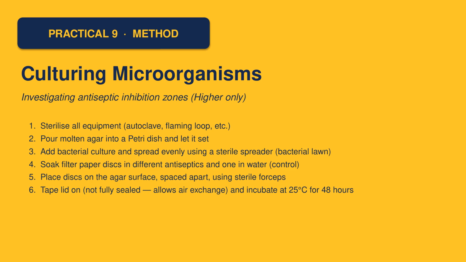Culturing microorganisms, a higher only practical. Prepare a bacterial lawn on nutrient agar using aseptic technique. Place discs soaked in different antiseptics on the agar. Incubate at 25 degrees, not 37, to avoid growing anything harmful. Measure the clear inhibition zone around each disc. The larger the zone, the more effective the antiseptic. Use pi r squared for the area if you're asked. Always include a water disc as a control.